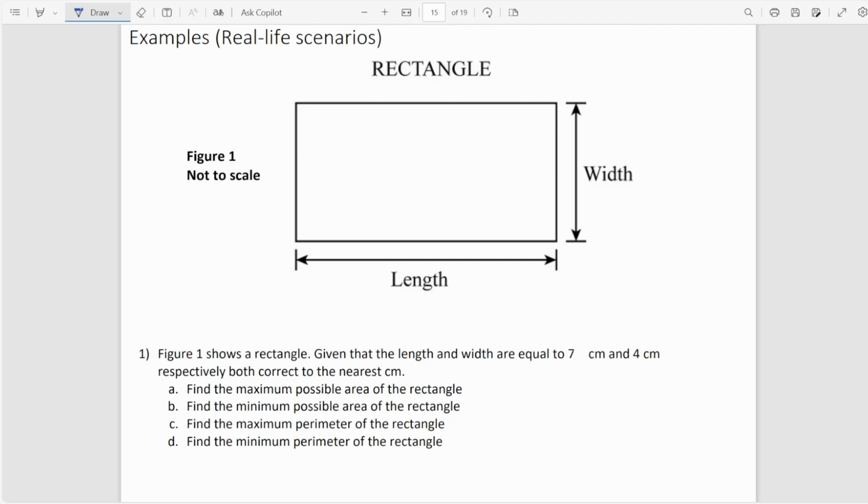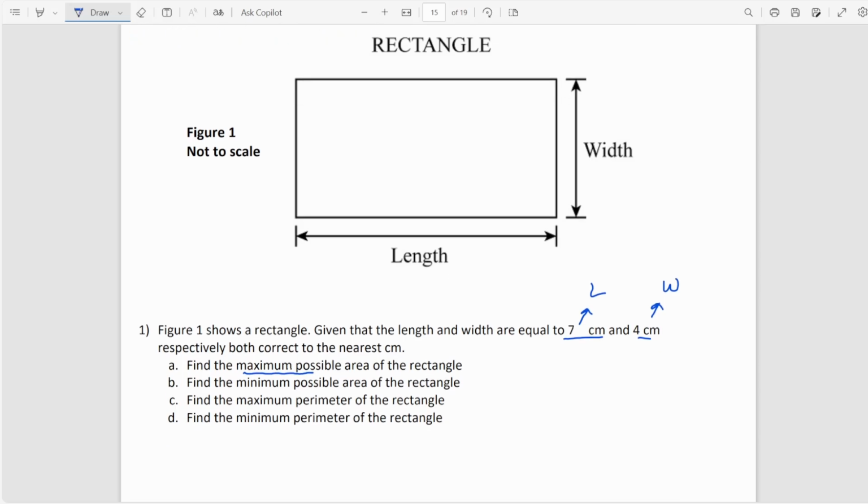Okay, so let's take a look at the first example. Figure 1 shows a rectangle. Given that the length and the width are equal to 7 centimeters and 4 centimeters respectively. So this right here is the length and this is the width, both correct to the nearest centimeter. Part A asks us to find the maximum possible area of the rectangle.